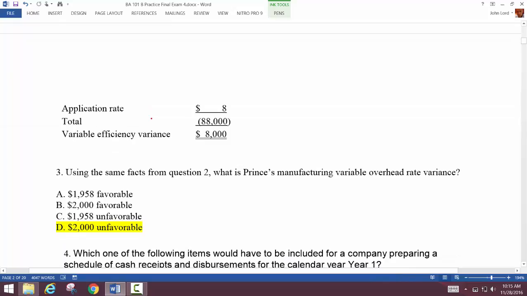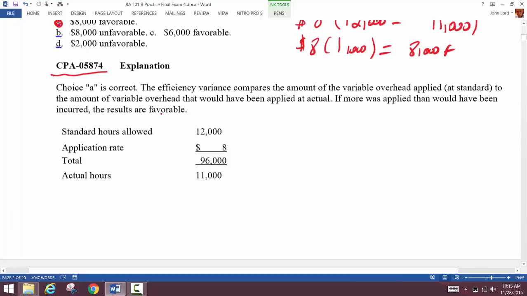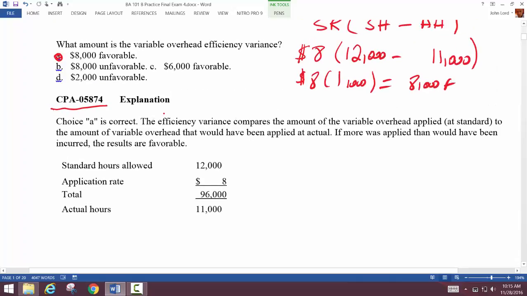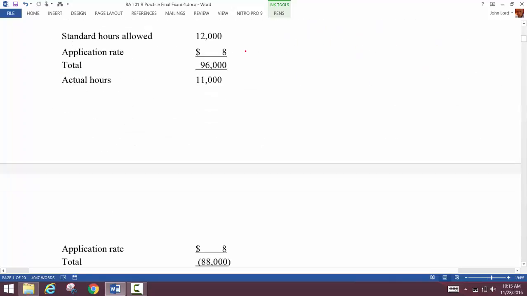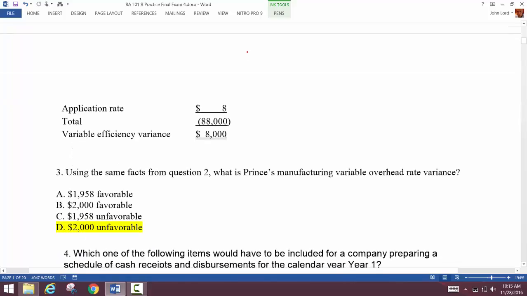What is the variable manufacturing overhead? Well, I guess I should ask you which one I'm looking for now, shouldn't I? Well, since we already had what, efficiency up here? What is this, efficiency? So it must mean that this one must be what, rate variance, I guess? Otherwise it'd be the same exact answer.